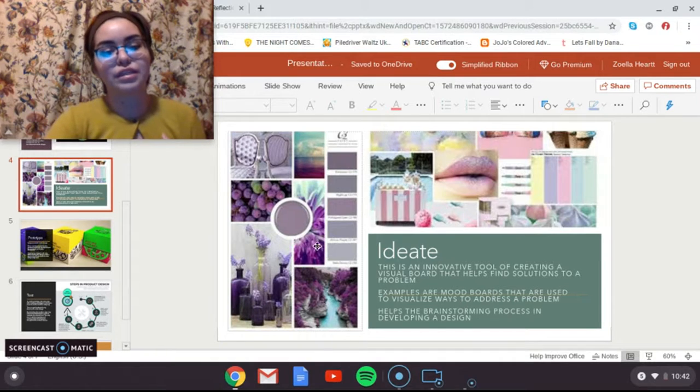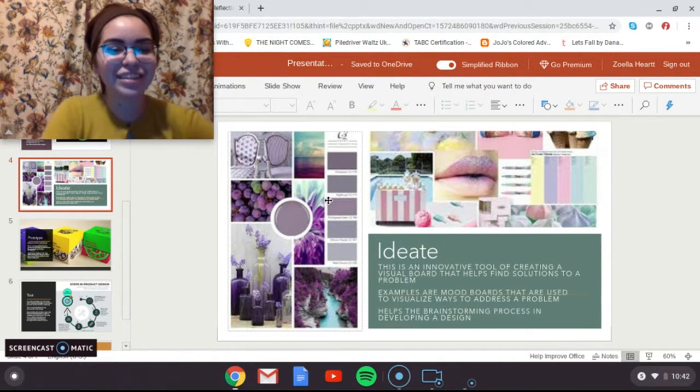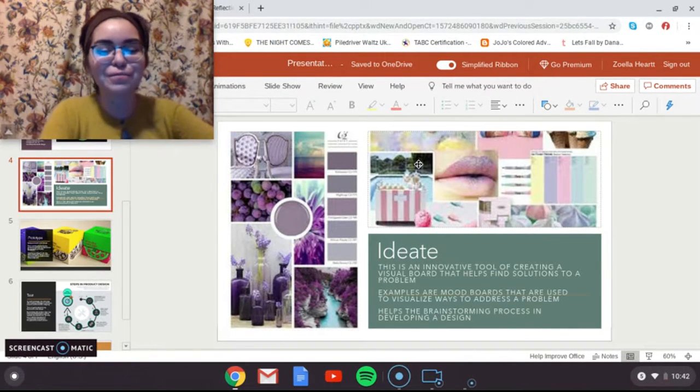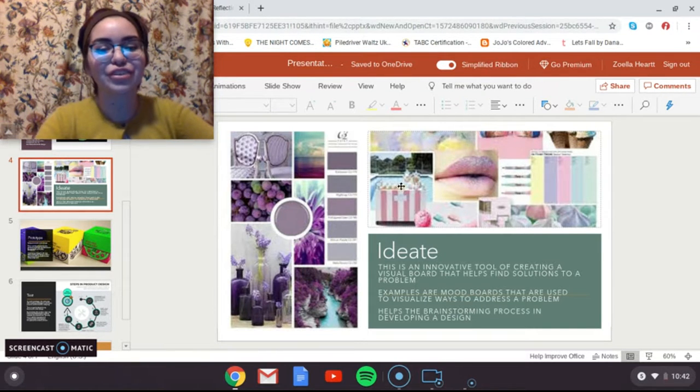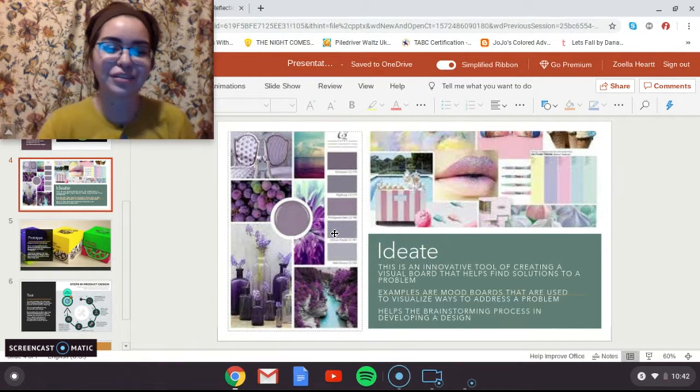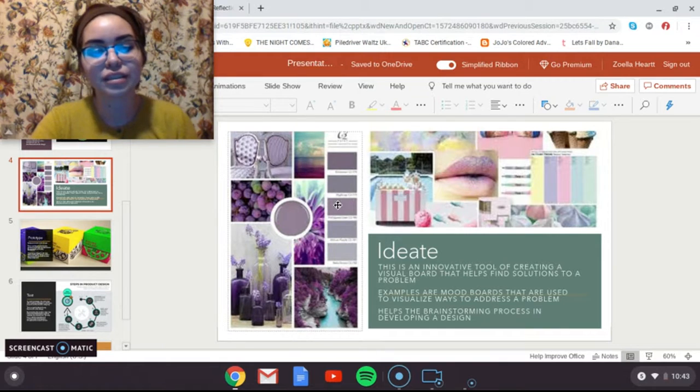So I have two examples of mood boards right here, and I actually follow a lot of accounts on social media that do mood boards. So learning that it's a part of the creative process is pretty cool because I already see a lot of those. So these are two examples right here.